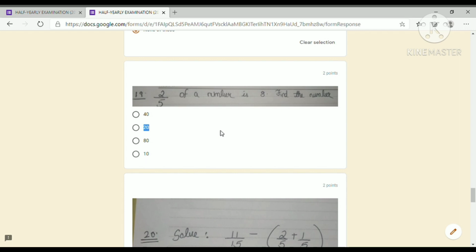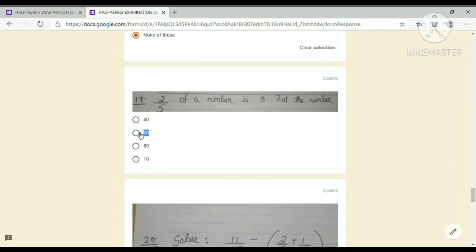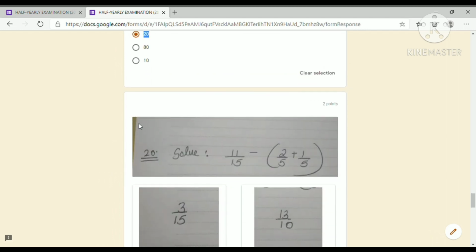So in order to find the number, we are going to divide. That means 8 divided by 2 by 5. In the next step, we change the division sign into a multiplication sign, that is 8 into 5 by 2. So it becomes 40 by 2, and the correct option is 20.